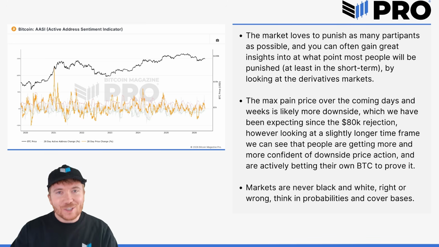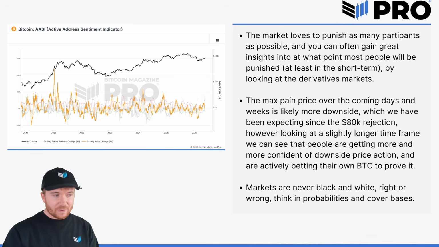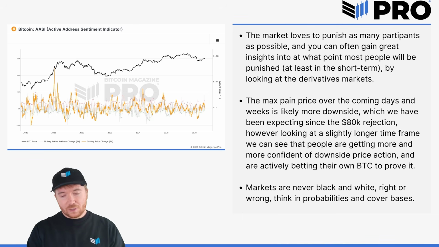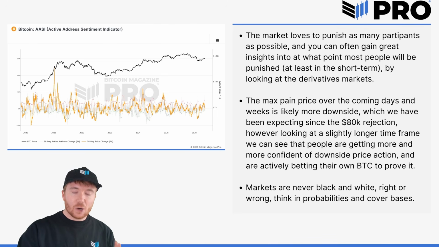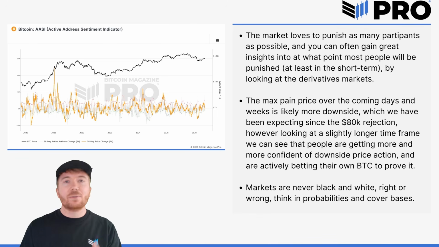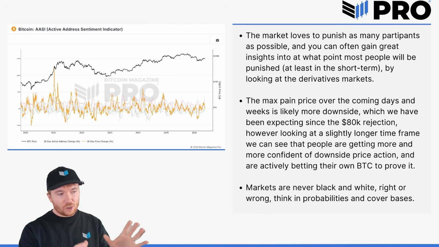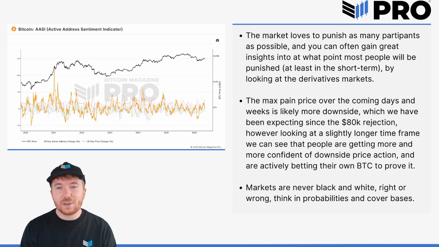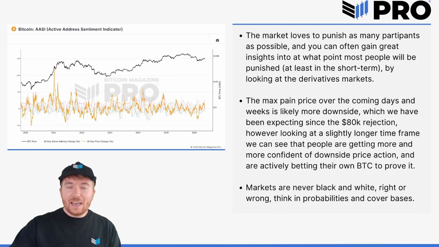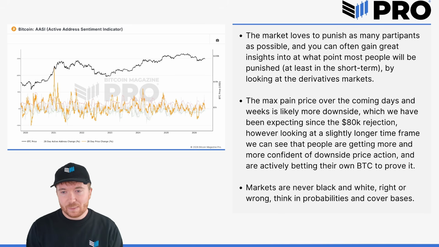But just to summarize, the market loves to punish as many participants as possible. And as you can often gain great insights into at what point most people will be punished, at least in the short term, we can look towards the derivatives markets. We can look towards the perpetual funding rates, the options expiry, the liquidation heat maps, the open interest. And of course, we also considered the active address sentiment indicator, which isn't necessarily the derivatives markets, but it does show us the on-chain activity and utilization in relation to the actual price action that we're experiencing.